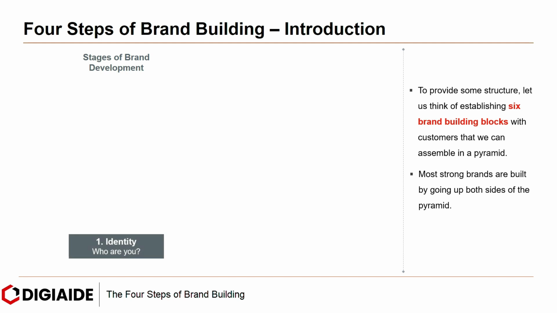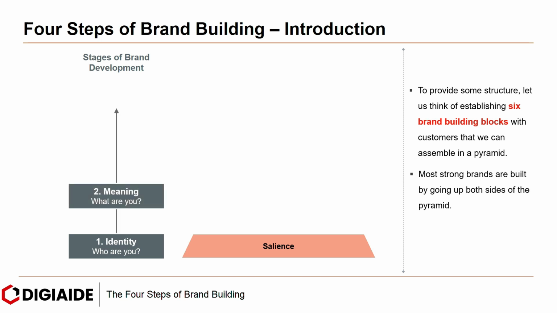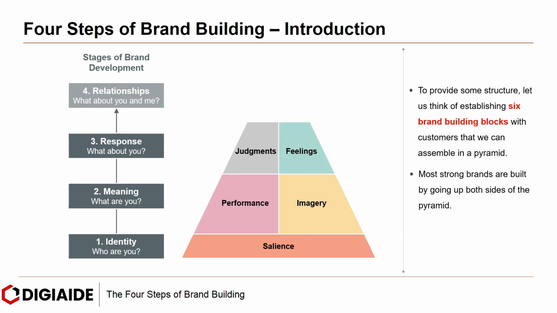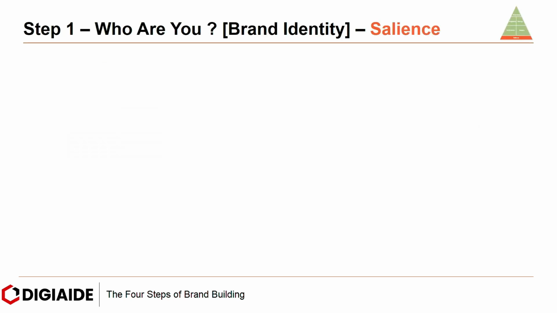Let's see how. The first question, who are you? That means identity. And the corresponding block is salience. Next, what are you? Which means meaning. The corresponding blocks are performance and imagery. In the third stage, response means what about you? Are the judgment and feelings of the consumer towards the brand. And fourth, finally, is what about you and me, as in the relationship with the brand, and the corresponding block is resonance. Hence, on the left, there are 4 questions, which are nothing but 4 steps of brand building, and in the pyramid, if you see, there are 6 blocks. Hence, the model is also called 6 brand building blocks. So going forward, we will address each step as well as the corresponding block. Let's start with the first one.